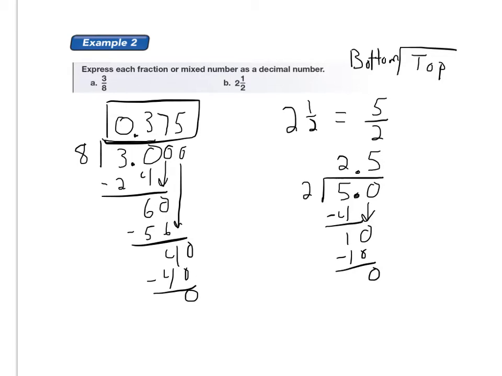I have no remainder, so there's my answer. 2.5 as a decimal number is 2.5, which a lot of you would have known without doing any work, but I want to show you how you would do the work for a problem like this if you needed to. Again, you convert the mixed number to a fraction, then go ahead and divide top divided by bottom.